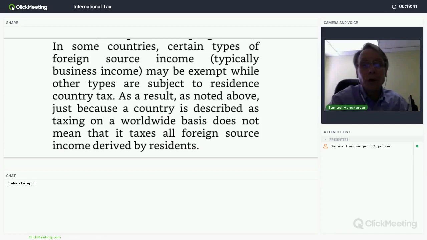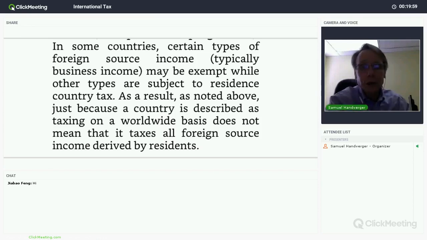That's the typical scenario. Whereas if a country A citizen earns interest or dividends or royalties from country B, that may be subject to tax. Again, it's going to depend on the rules of country A.